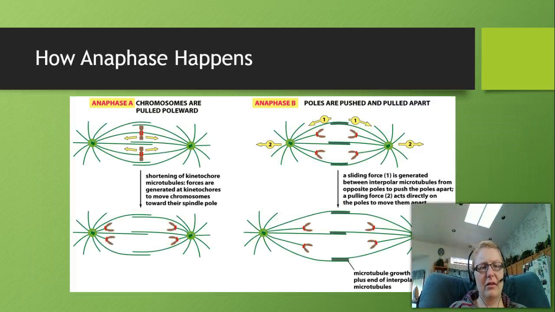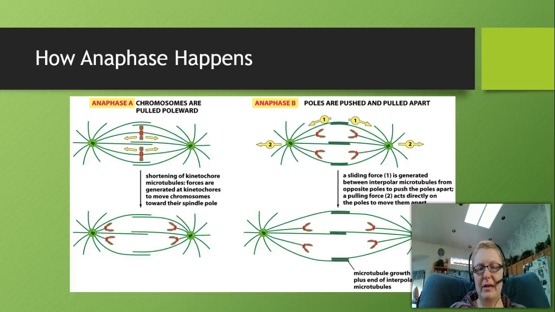So let's look a little bit closer at the two mechanisms of action that help this occur. And this anaphase A and anaphase B are occurring at the same time, so it's important to know that. So in anaphase A, the chromosomes are pulled towards the poles. So this happens as the microtubules are shortening, they're pulling them towards them. This is the action that we think about a lot.